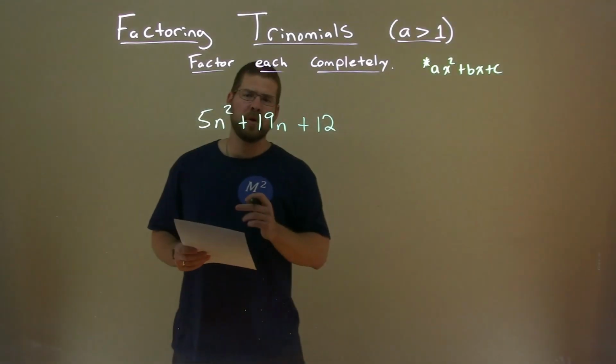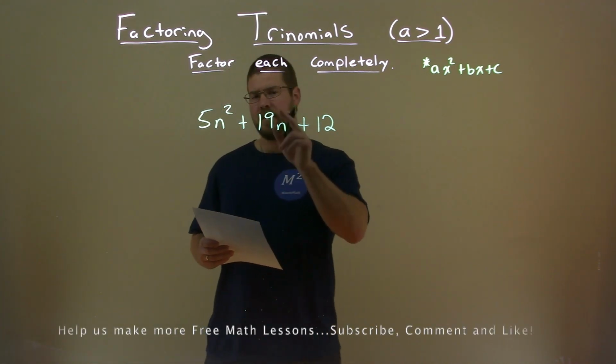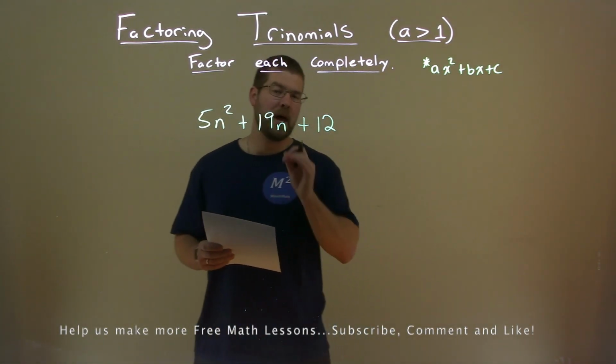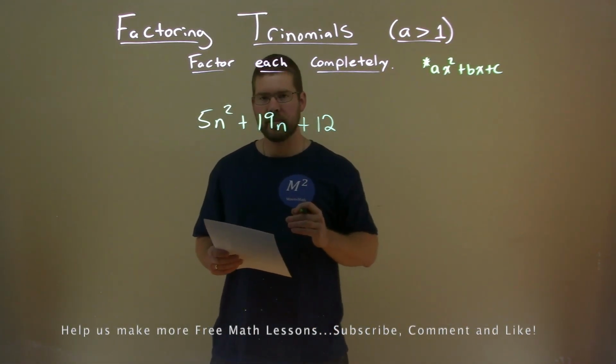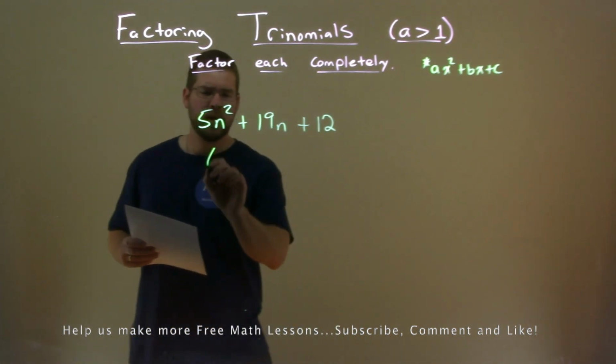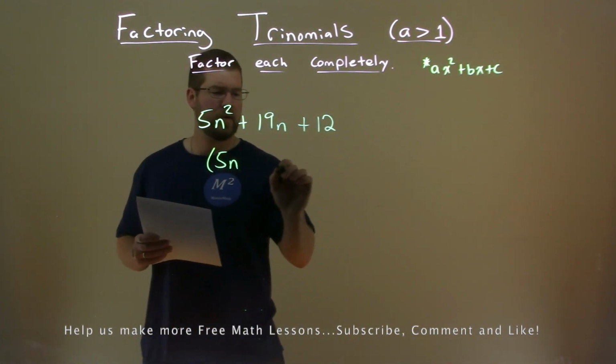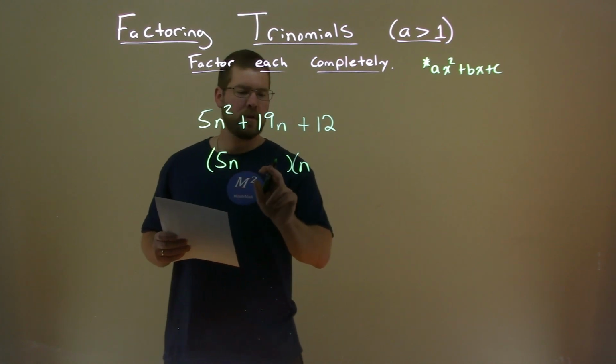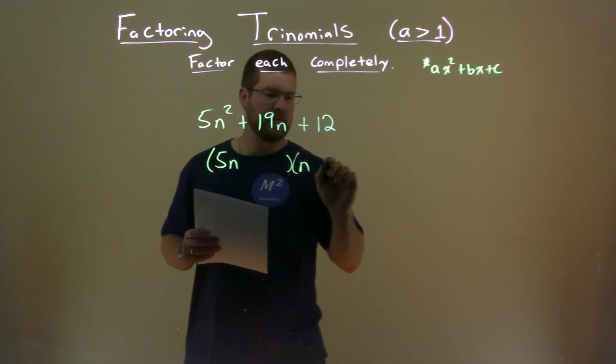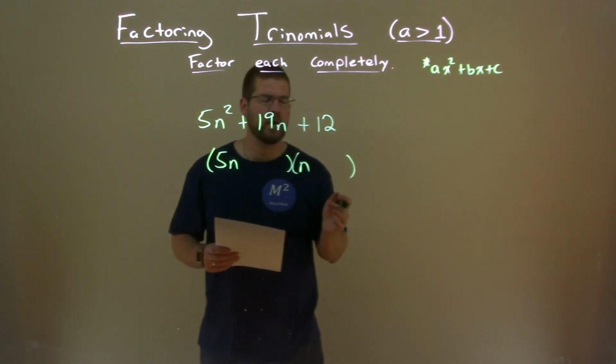We're given this problem here, 5n squared plus 19n plus 12, and we need to factor this completely. Our a value is prime, meaning we know it's going to be in some form of 5n, in parentheses, plus something, then times n plus something else, or minus.